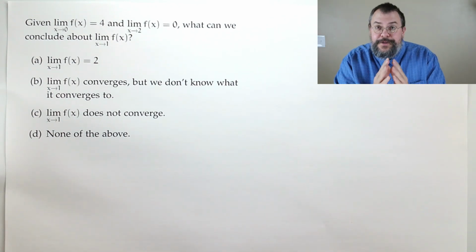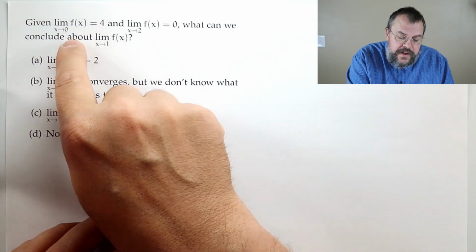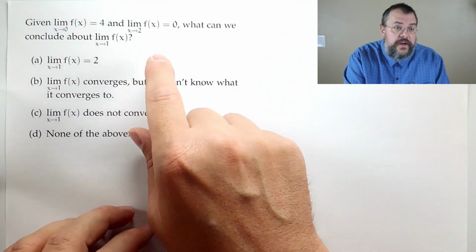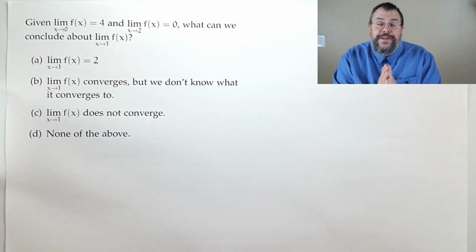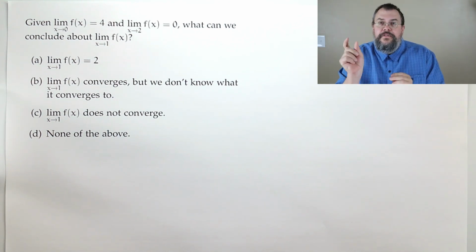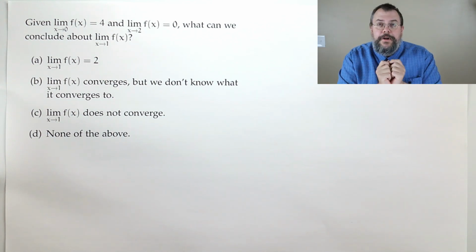So, multiple choice problem. Given that the limit as x goes to 0 of f of x is 4, and the limit as x goes to 2 of f of x is 0, what can we conclude about the limit as x goes to 1 of f of x? Okay, so what do we say? Well, we have some points. We have 0, we have 2, and we're trying to figure out 1.